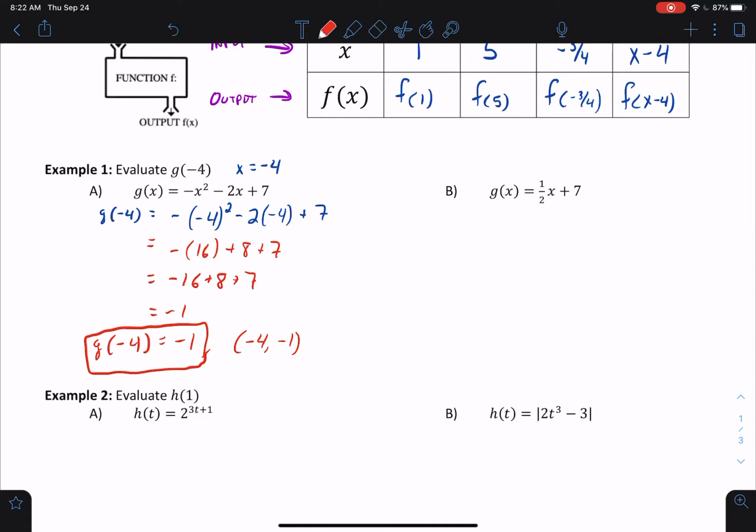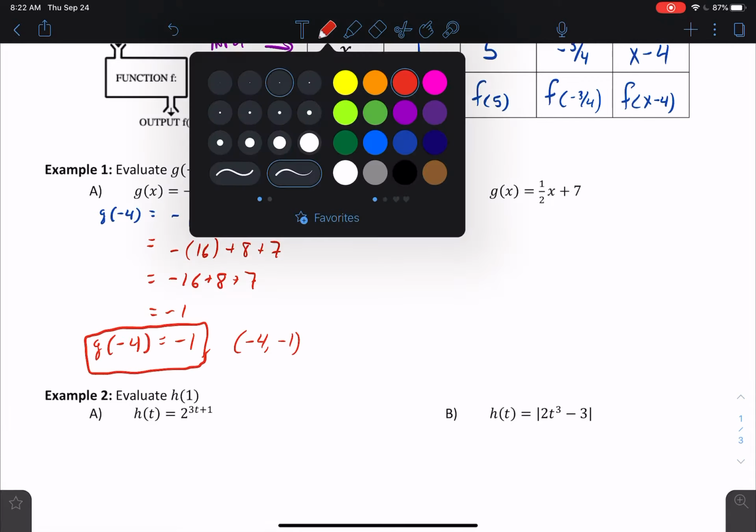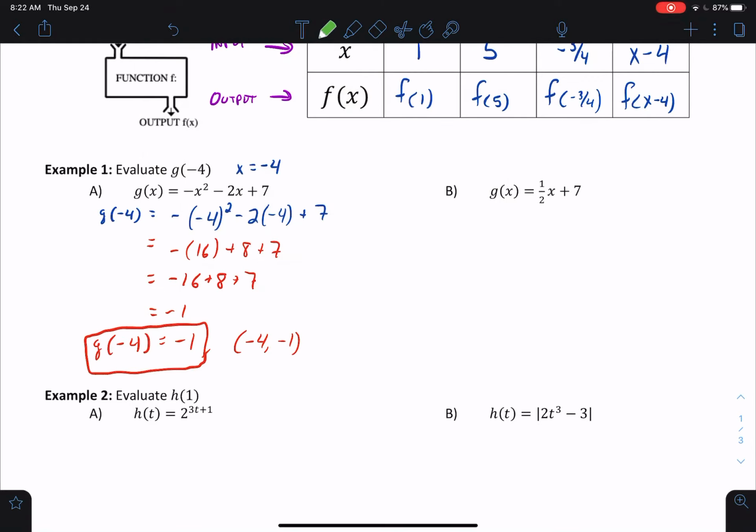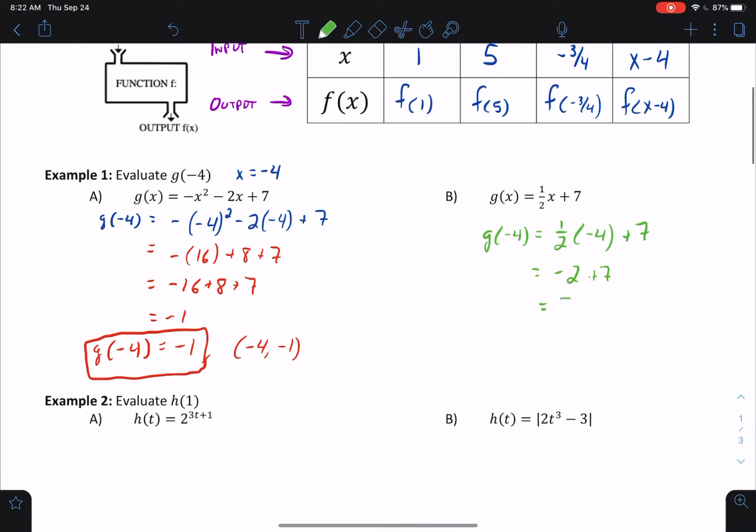What about in b? g of x equals 1/2 x plus 7. So I'm telling you g of negative 4. Every time I see an x, I'm plugging in negative 4. So 1/2 of negative 4 is negative 2, plus 7. That's going to give me 5. So g of negative 4 equals 5. If I plug in negative 4, I get out 5.